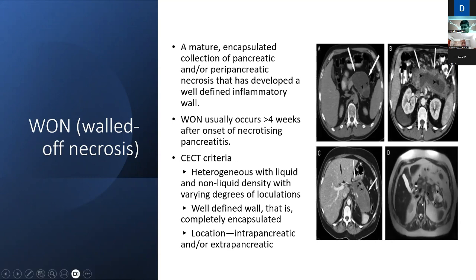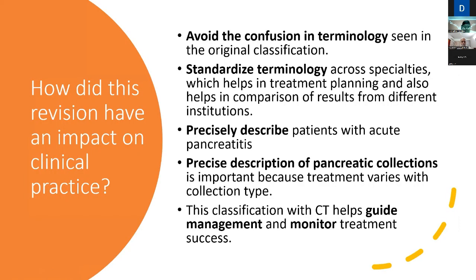MRI is better to differentiate necrotic and non-necrotic tissue. Like in this fourth picture, it is clearly visualized: this hypointense part is the necrotic part, and this liquefied part is hyperintense on T2-weighted images.